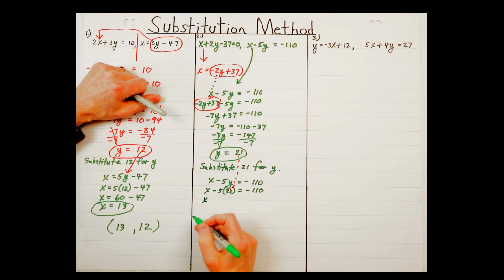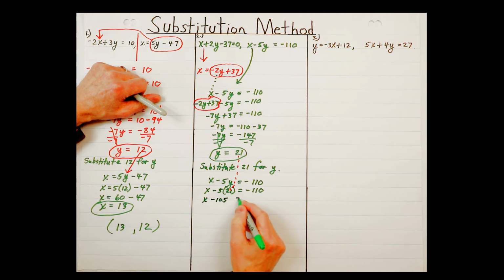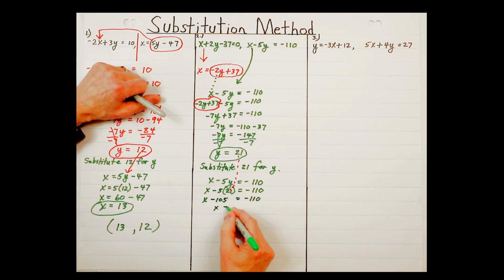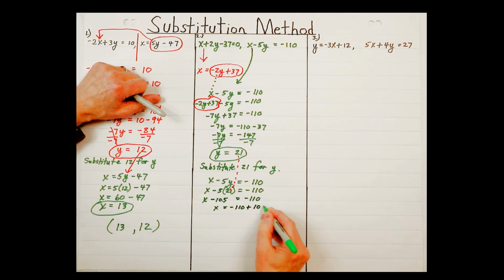Okay, minus 5 times 21, that's 105, and it's negative, because a negative times a positive is a negative, equals negative 110. One last thing to do, and we are done this one. This 105, or negative 105, has to move over here. Opposite operation tells us we have to add. So x equals negative 110 plus 105.